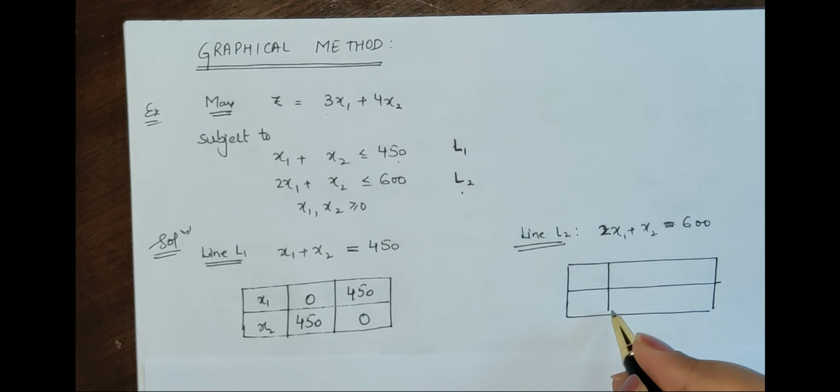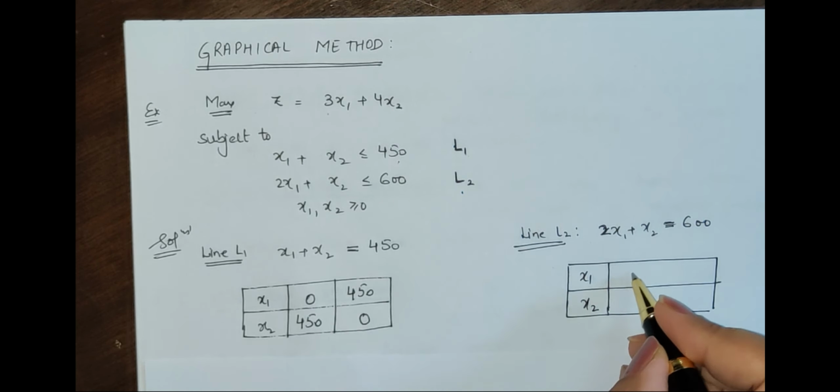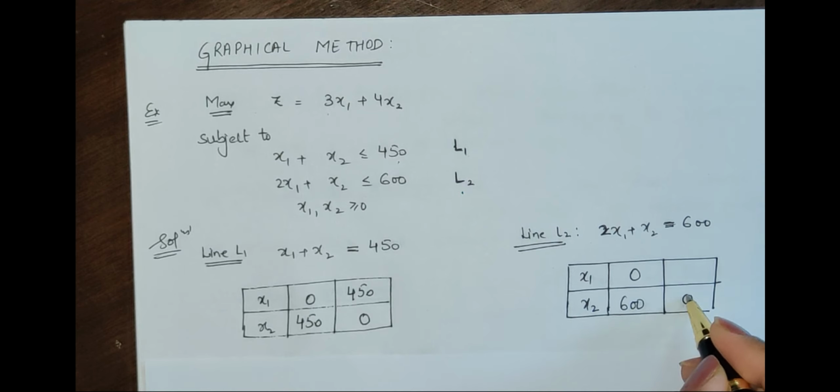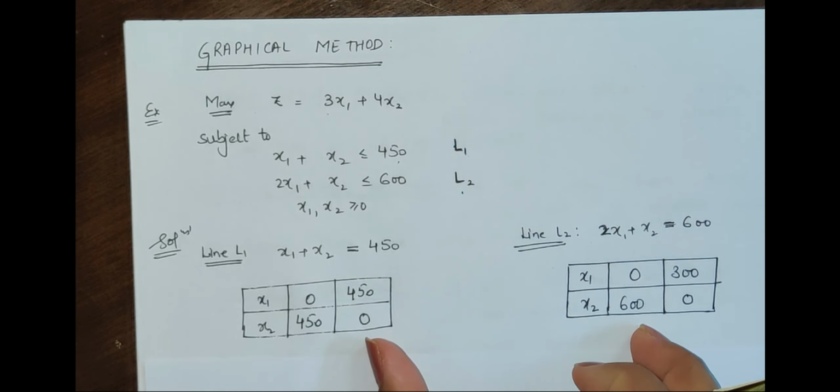Similarly I do the same process for the second equation, and I will get x1, x2. Once I put x1 as 0, I'll get the value of x2 as 600, and then if I put x2 as 0, I'll get the value 300. Now I have the 2 points, and definitely I can clearly plot this on the graph. So let us now plot this on the graph.